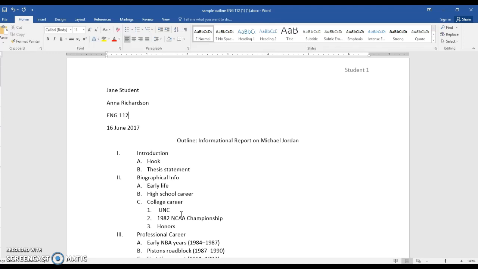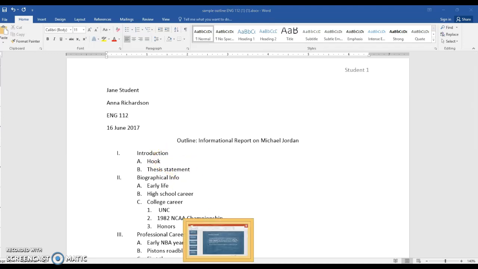So my first big part of this is called the introduction. There are two main parts of the introduction. The first part is the hook, and the second part is the thesis statement. At this point, you're probably very familiar with what a thesis statement entails. We'll probably have a forum this week where I want you to post your thesis statement. But for right now, I just want to talk about the hook.